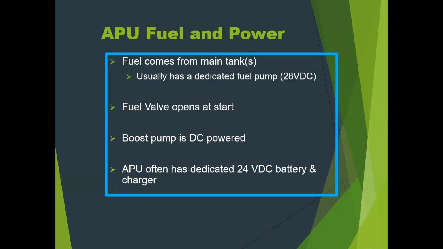During starting, the fuel valve is going to open. The boost pump is going to be DC powered and powered up, and the APU often does have its own battery and dedicated charger, although that battery can often be tapped by the electrical system as an emergency battery. So in flight, if we do need to use a battery backup, it often is the case that the APU battery can have power pulled from it in order to power other systems on the aircraft during an emergency.